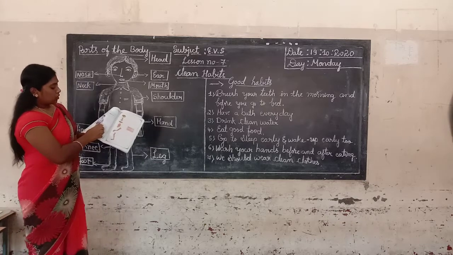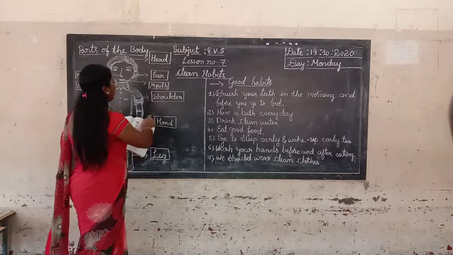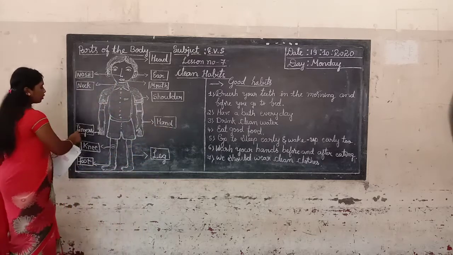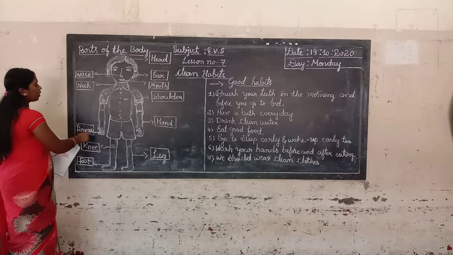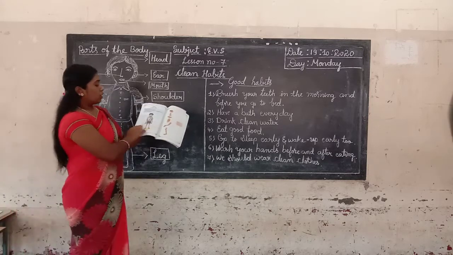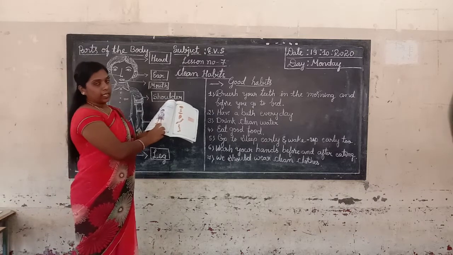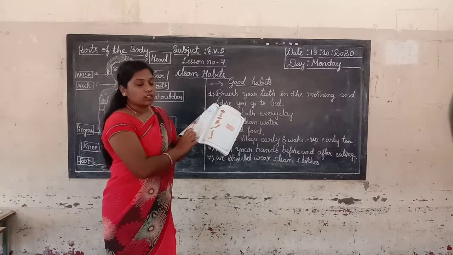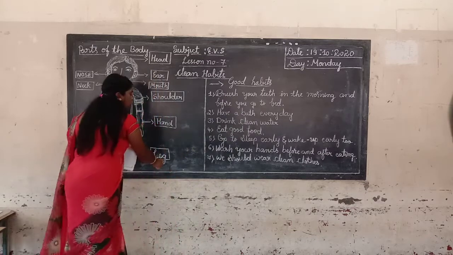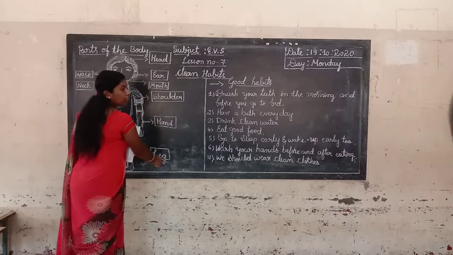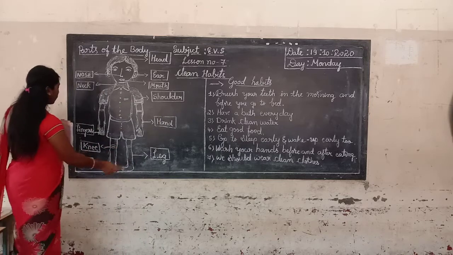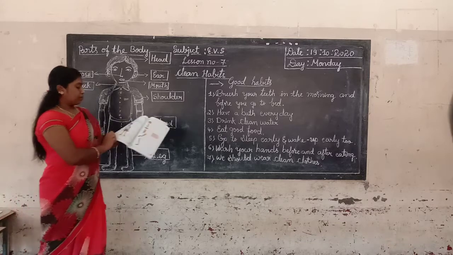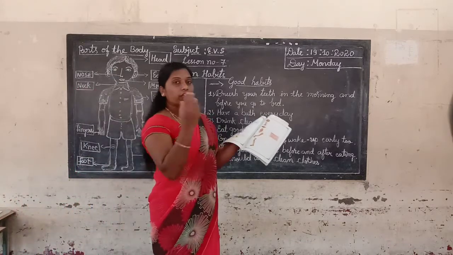And here you fill hand, H-A-N-D, hand. Next, here fingers, F-I-N-G-E-R-S. Then what part is this? It is leg. Yes, the leg helps with walking, running, jumping. L-E-G, leg. Next, what is this? This is foot, F-O-O-T, foot. So identify these parts in your body.